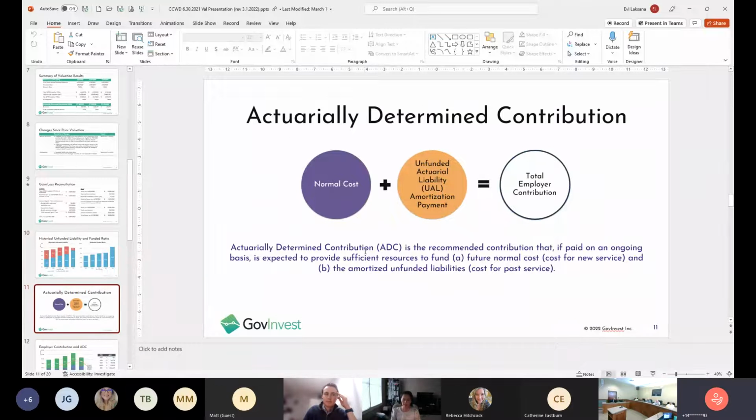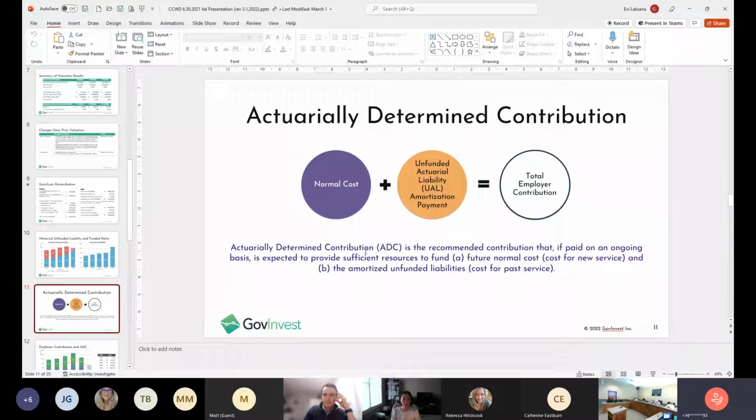Moving on to slide 11. I mentioned the actuarially determined contribution before. The ADC is what we, as the actuary, recommend that you contribute to the plan, so that if you make this contribution regularly, your plan will be on a sound financial footing. You will be able to pay the benefits promised when they are promised.